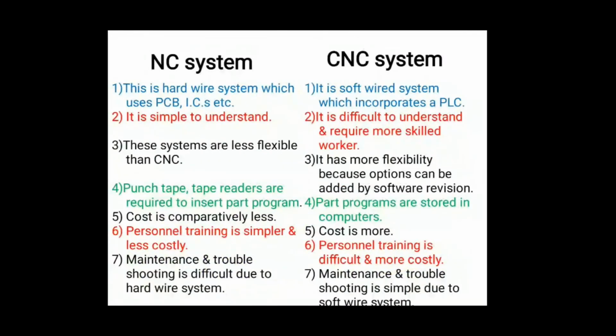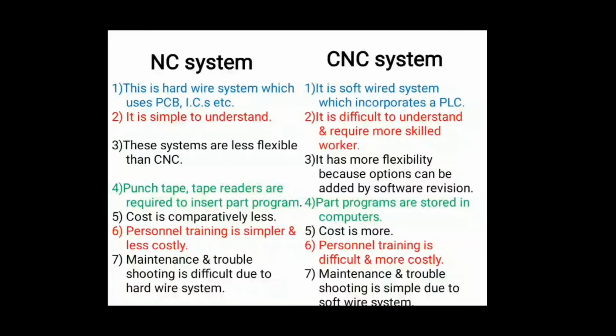Now we will see the difference between CNC and NC systems. So what actually is the NC system and what is the CNC system? In the last chapter we saw the fundamentals of the NC system, and currently we are studying the CNC system. The first difference: NC is a hardwired system which uses PCB and IC, while CNC is a software system which incorporates the PLC, that is, programmable logic control.